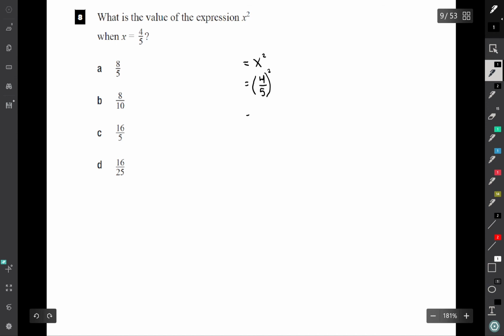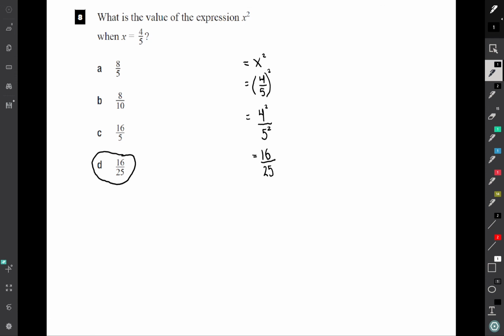Now remember, distribute that exponent. So it becomes 4 exponent 2 over 5 exponent 2. 4 squared, right? That's 16, 4 times 4. 5 squared is 25. And we can't simplify that, right? If we could simplify the fraction, we would, but there's no common factor. So our final answer is going to be D. The value of the expression x squared when x is equal to 4 over 5 is 16 over 25.